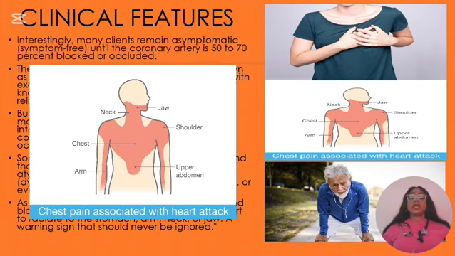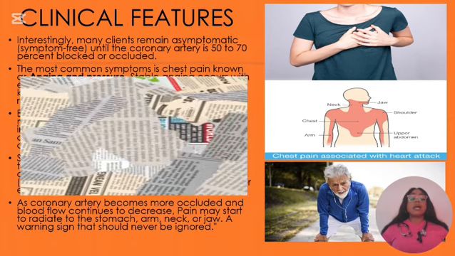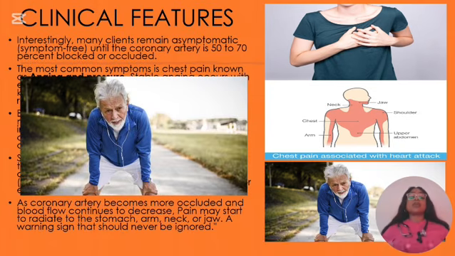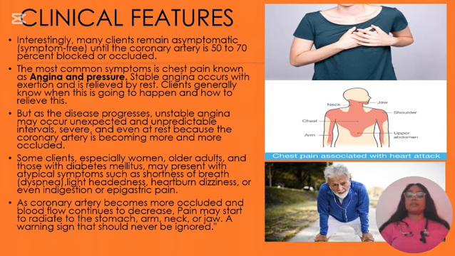But as the disease progresses, unstable angina may occur unexpectedly and at unpredictable intervals. Severe and even at rest because the coronary artery is becoming more and more occluded. Some clients, especially women, older adults, and those with diabetes mellitus may present with atypical symptoms such as shortness of breath or dyspnea, lightheadedness, heartburn, dizziness, or even indigestion or epigastric pain. As coronary artery becomes more occluded and blood flow continues to decrease, pain may start to radiate to the stomach, arm, neck, or jaw, a warning sign that should never be ignored.